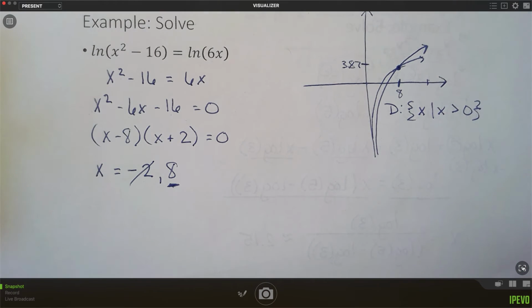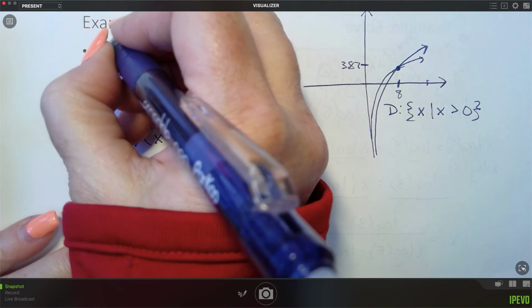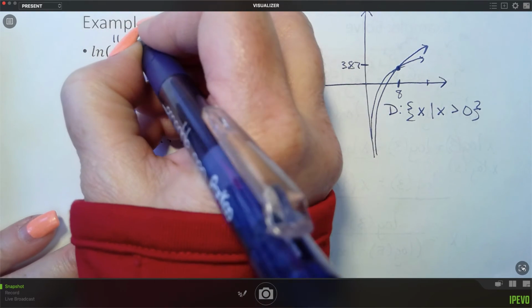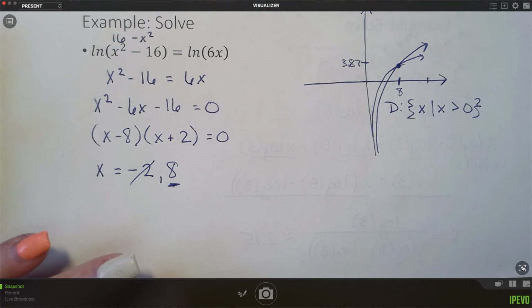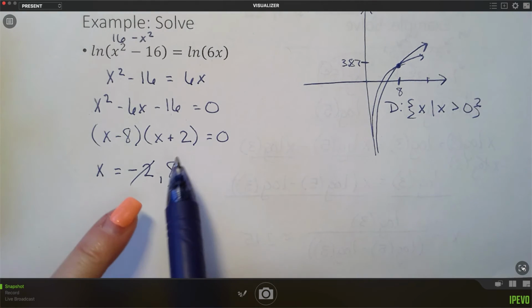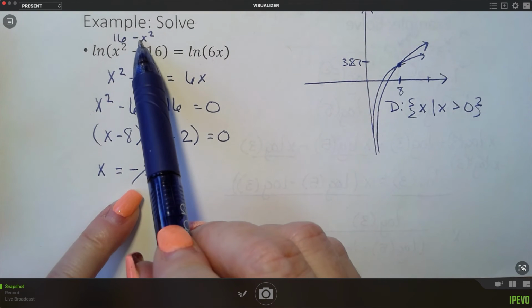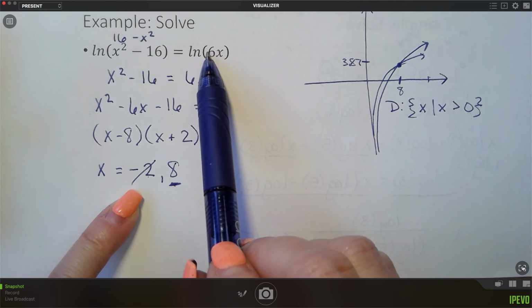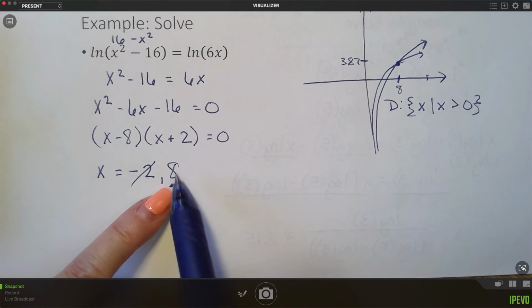As long as it makes one of them wrong, it fails. Let's say if this was like 16 minus x squared, okay? So 16 minus x squared, the 2 would be fine here, but would it be fine here? No. The 8, would it be fine here?